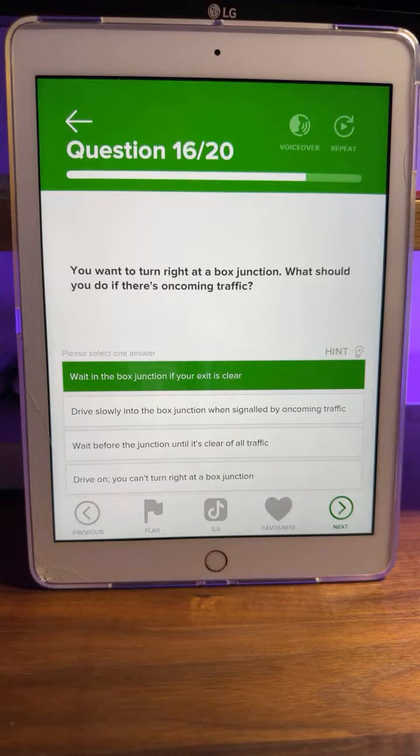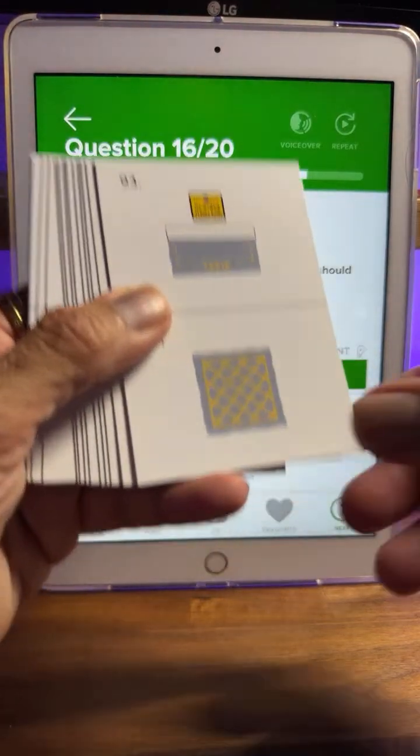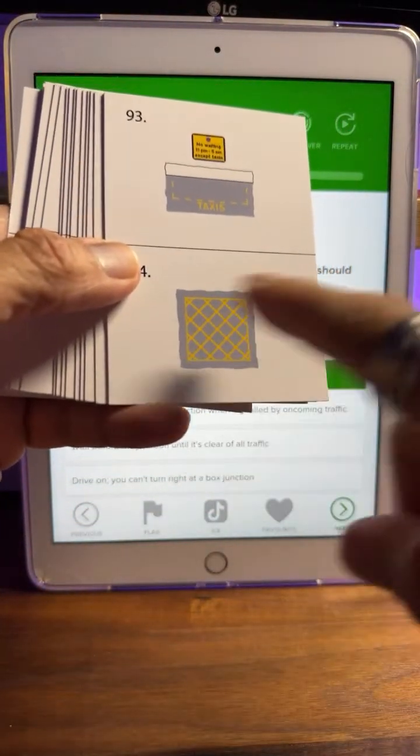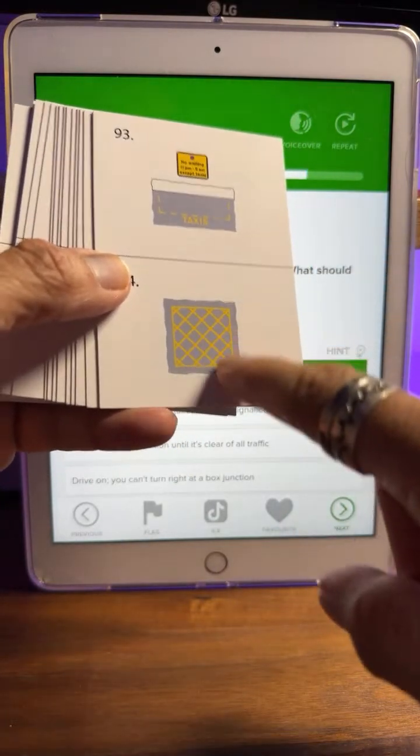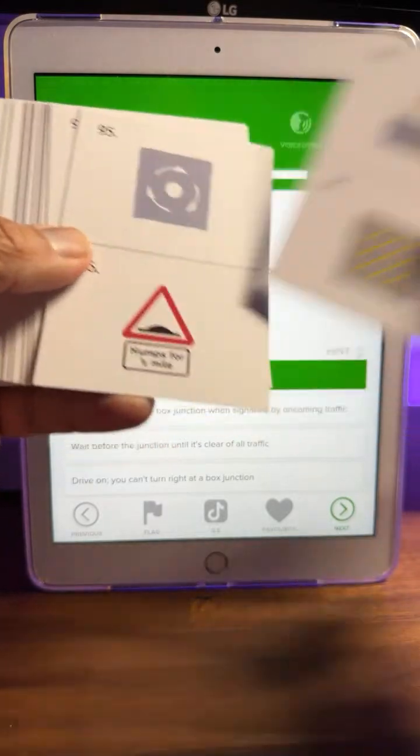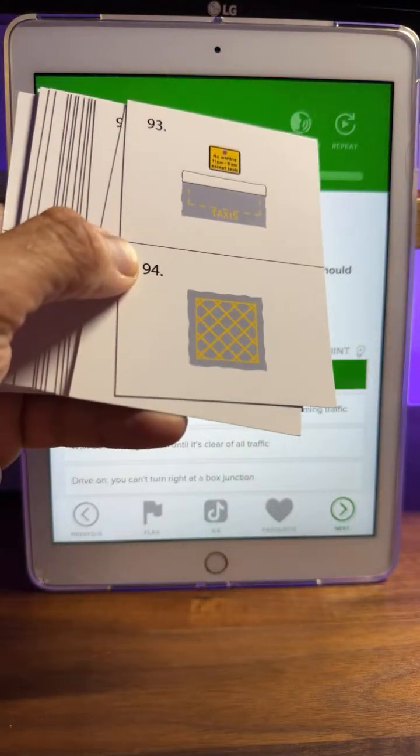Someone's asking, what is a box junction? A box junction is the yellow box junction. I don't know whether one of my cards is on here, if I can quickly find a box junction thingy or not. There we go. You normally see that at a crossroad junction or something, a yellow box like that. You can't go into it unless your exit point is clear.